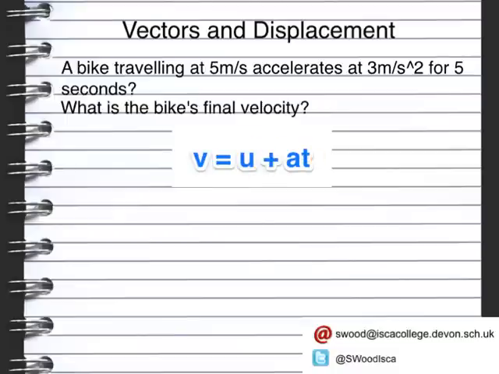If we show our working out for this, our initial velocity from the question is 5 meters per second. So let's put 5 in, plus a times t. Now a is 3, and t for this is 5, 5 seconds.